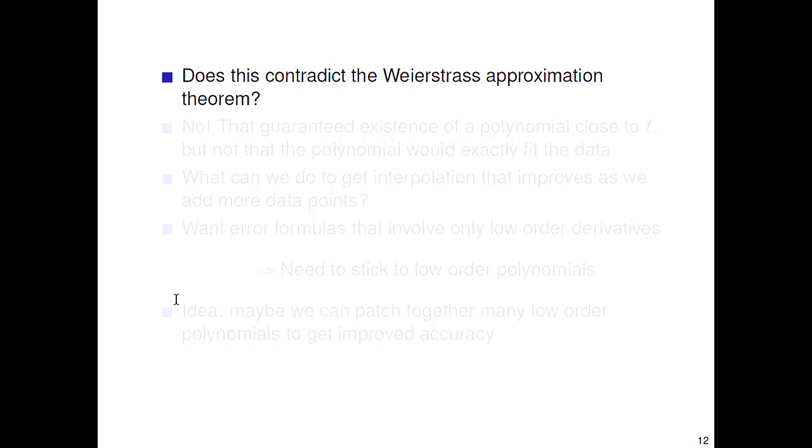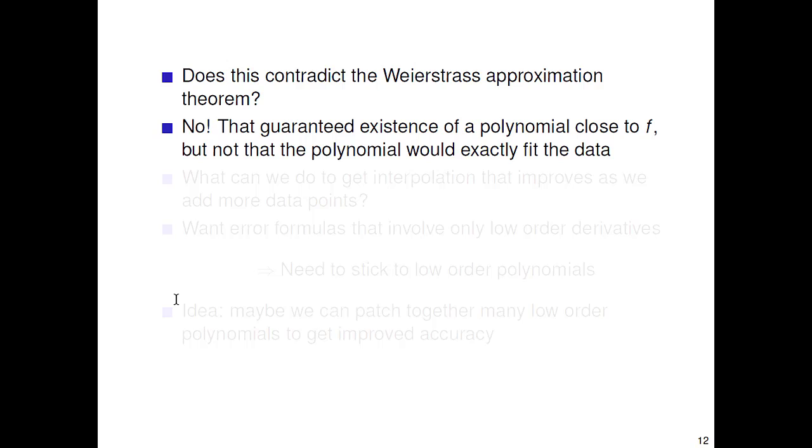And the answer is there's actually no issue. So remember, our approximation theorem said we're guaranteed to have a polynomial that's close to f, as long as we use a high enough degree polynomial. But it never says that we were actually doing interpolation. It says we were doing function approximation. Not quite the same thing.